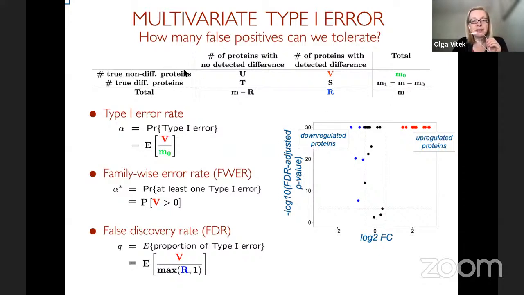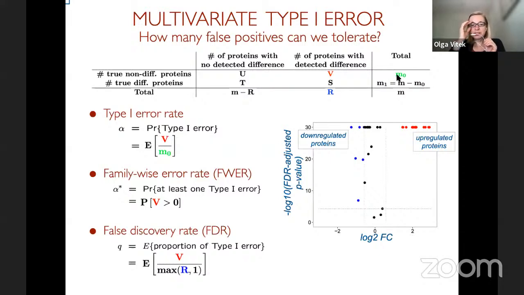So this is the truth. This is how many true non-differentially abundant proteins we have. This is how many true differentially abundant proteins we have. This is our decision. We claim no change. Here we claim the change. The problem is that only this number R is actually observed. We do not know what these numbers are. We do not know what these numbers are.